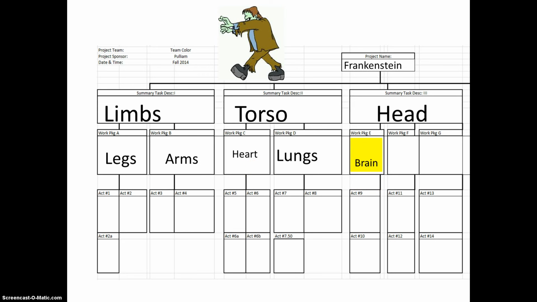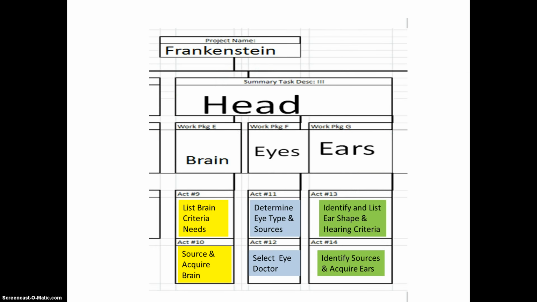And then of course we focused in our earlier video blasts on the head, and the head has the vital work packages which include the brain, the eyes, and the ears. As you can see, the brain has listed two activities, activity 9 and activity 10, and so on and so forth with eyes and ears for activity 11, 12, 13 and 14.